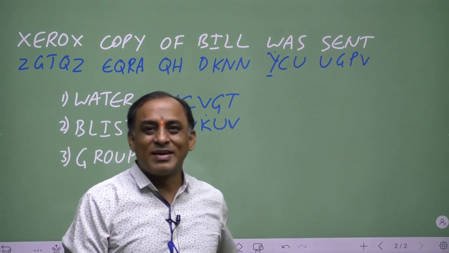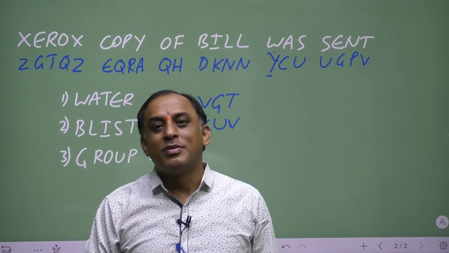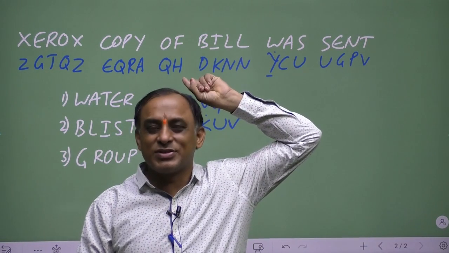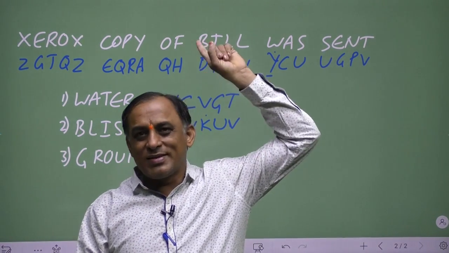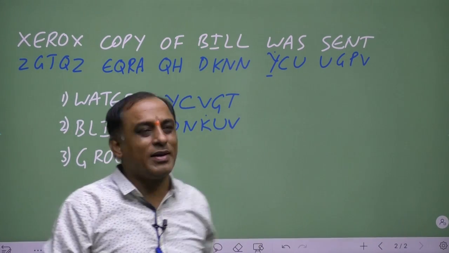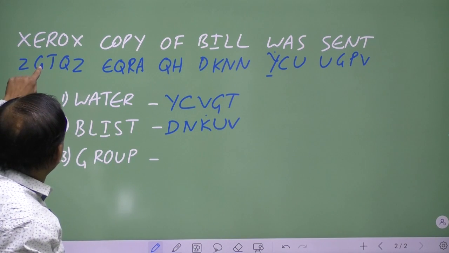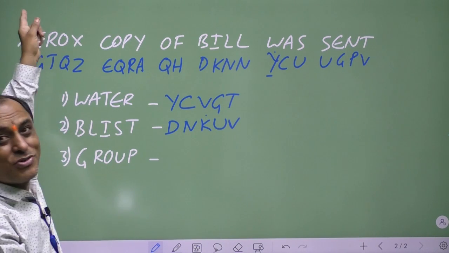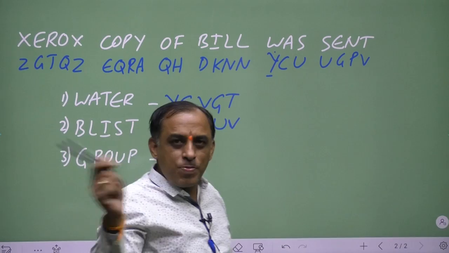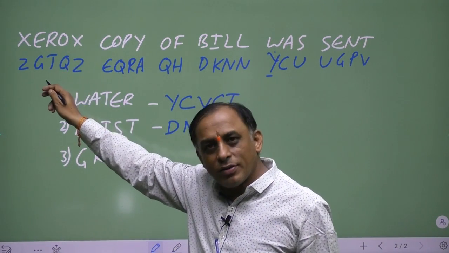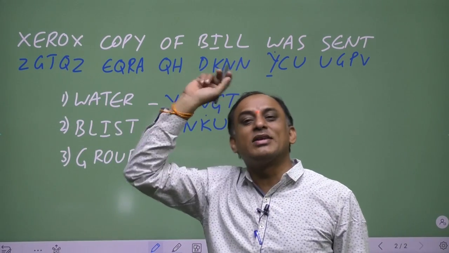Group. In the word group, G is there, but G is not covered in the given English sentence. So, some of your seniors answer that E code is G, therefore G code is E. Is it right? No, that is not right. E code is G, that is right, but G code is not E.